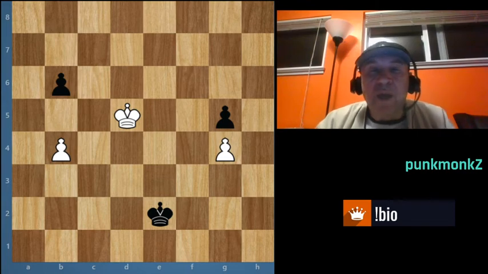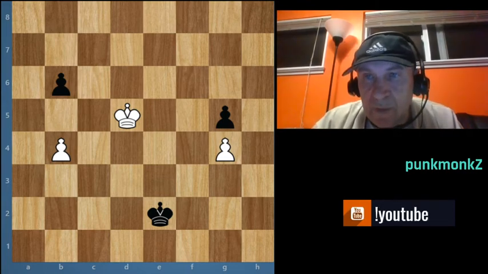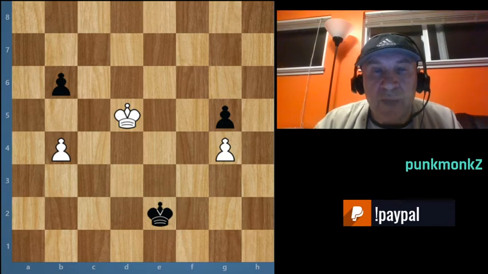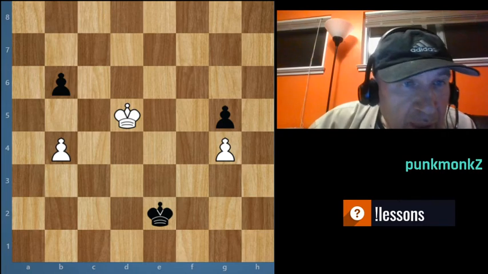All right, so if you were playing white, are you going to try to have a passed B pawn, or are you going to try to have a passed G pawn, headbanger?